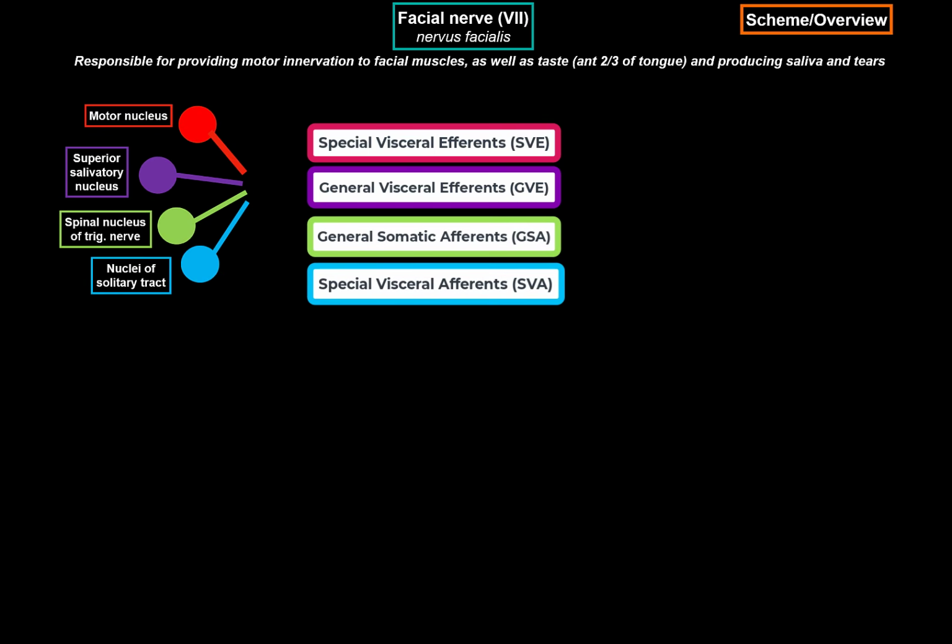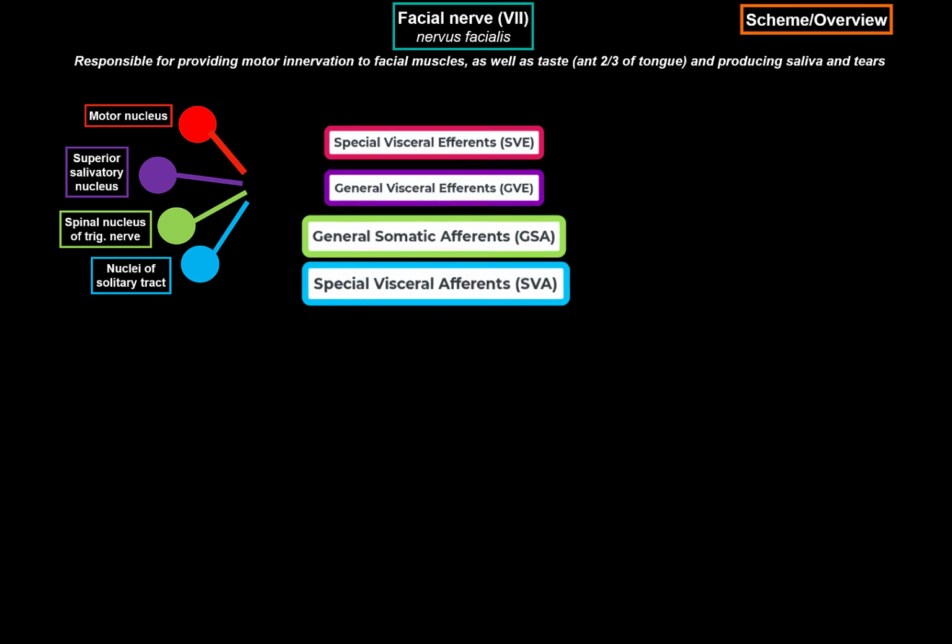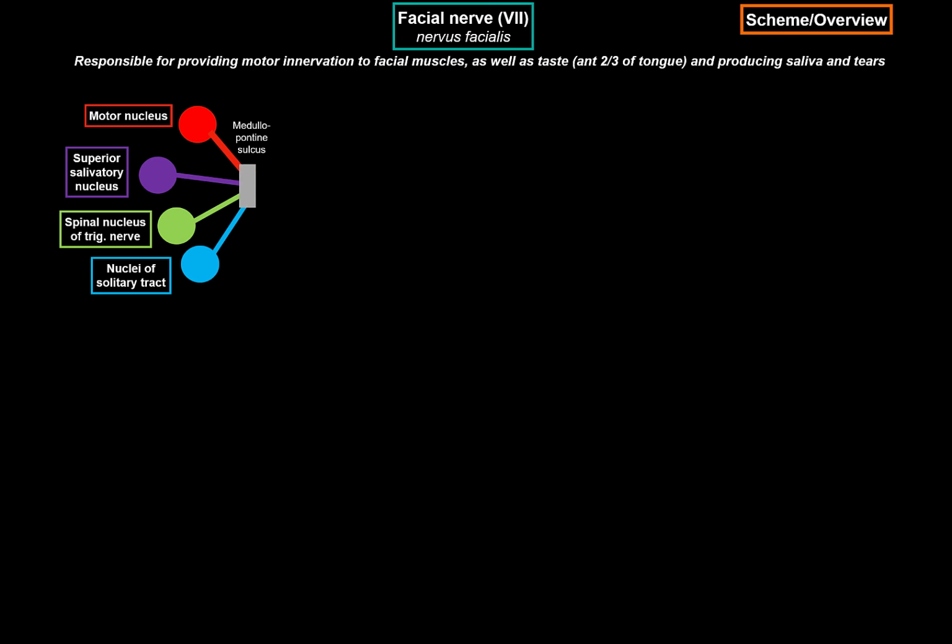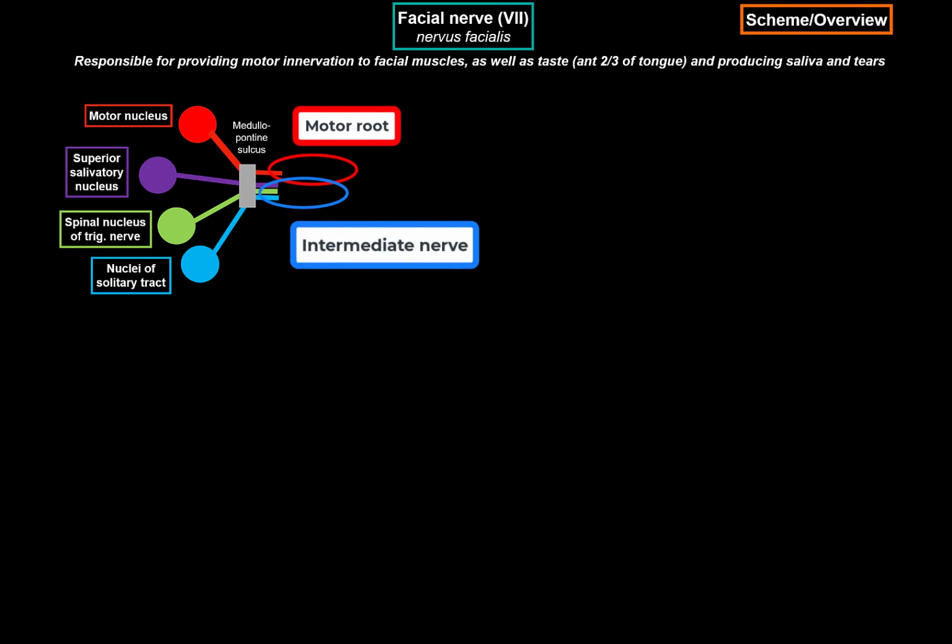We've got the superior salivatory nucleus, which sends out fibers to the salivary and the lacrimal glands, which we call general visceral efferent nuclei. Then we've got some sensory fibers coming in, synapsing with the spinal nucleus of the trigeminal nerve and the nuclei of the solitary tract. These fibers go between the pons and the medulla and then form two roots, a motor root and a smaller sensory root.